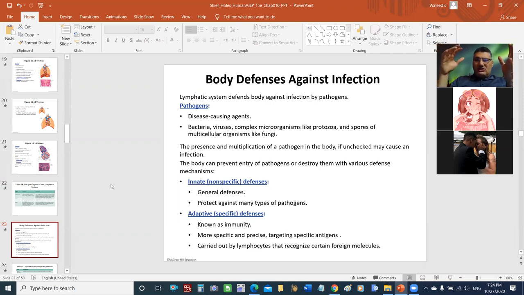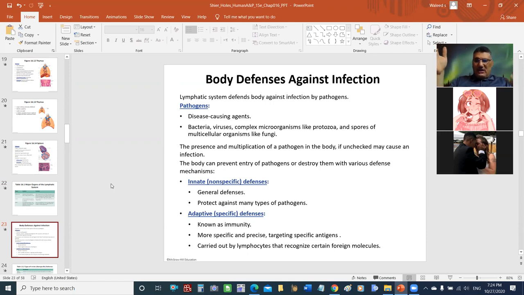So what is this? The first line of defense, which is innate. Innate means you're born with it. It doesn't need training. It doesn't need anything. It's working. Once you're born, it's working already. Like your skin, the skin of the newborn is already protecting him. So this is innate. You are born with it.